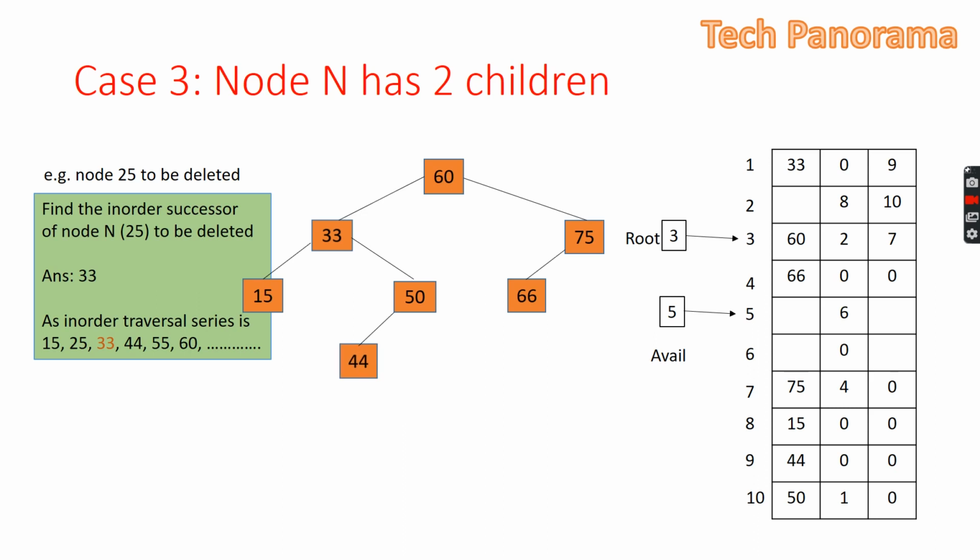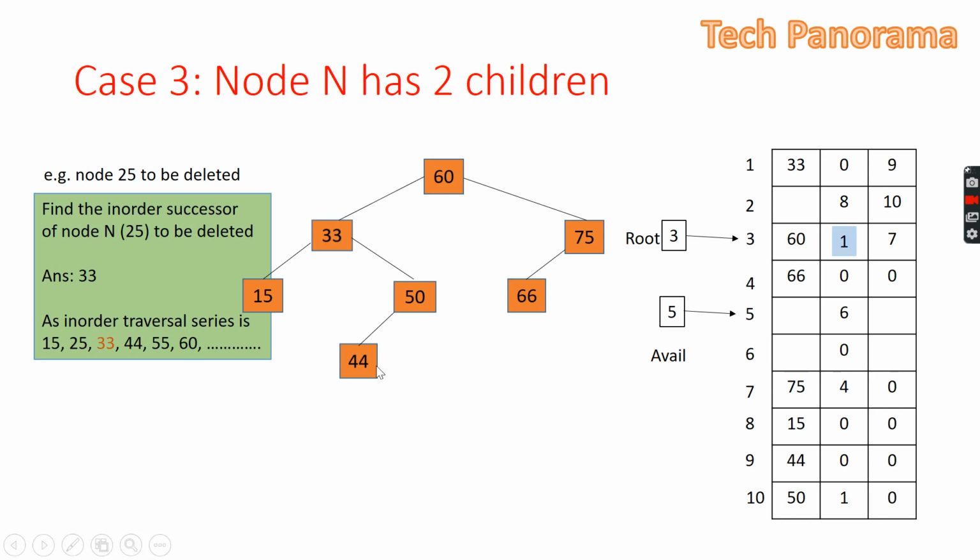So next there will be some changes in the list, as discussed. First, when we delete the 25 from here, then 25 will be deleted. Then we will place 33 in place of 25. What's the place of 25? 25 is at the parent's left side. The parent is the 60. 60's left side, first it pointed to 2, now it will point to 1.